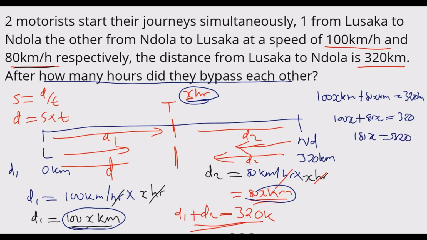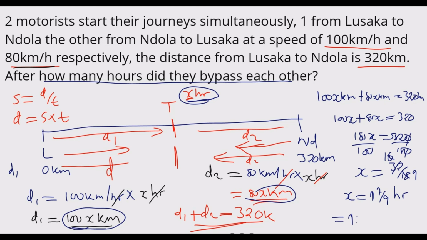Then when I divide by 180, I'm going to have X is equal to 32 over 18. Further dividing by 2, this will be 16 over 9. So I'm going to have 9 into 16, so X is equal to 1 and 7 over 9 hours, which is 1 hour.